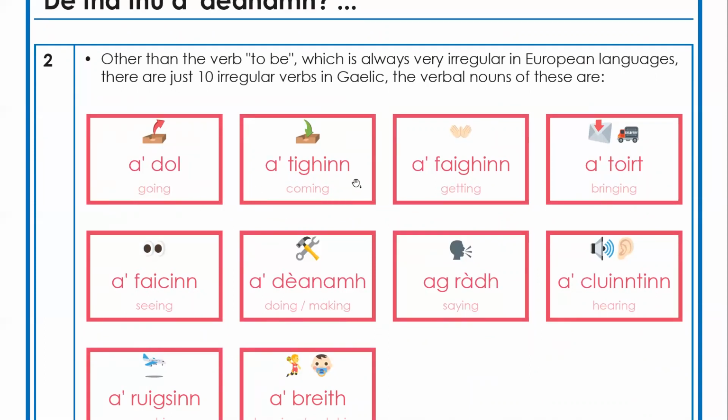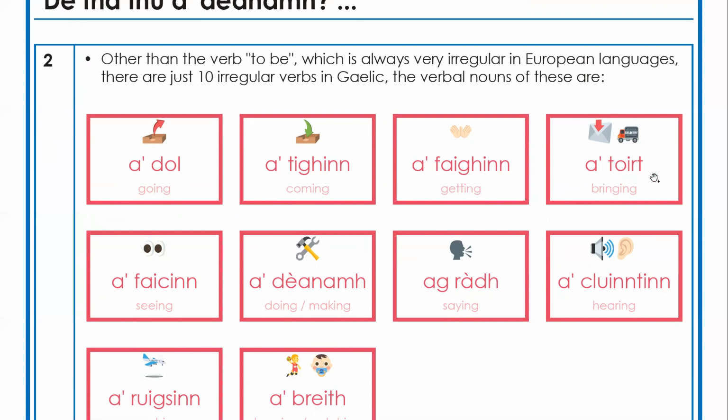Coming, a chian, ha mi a chian, I am coming. A fine, getting, ha mi a fine, I am getting.